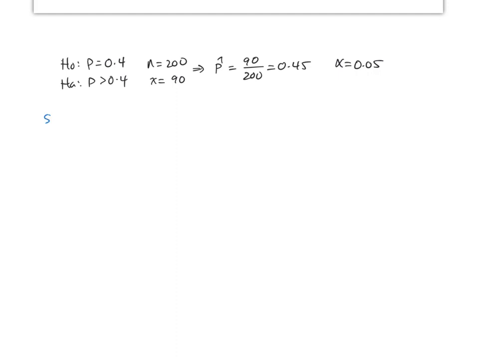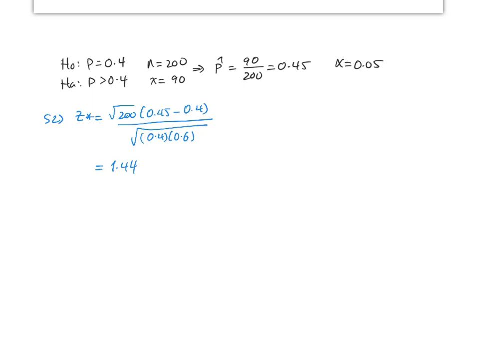Let's check. So for step 2, z star is going to be the square root of 200 times 0.45 minus 0.4, divided by the square root of 0.4 times 0.6. And how much is that? 1.44. So this is 1.44.